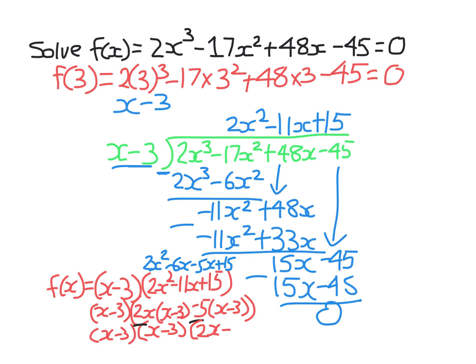So we already knew that x equals 3 was a solution, but polynomial long division allowed us to find the other solution. If 2x minus 5 equals 0, then x is equal to 5 over 2. We have found all the solutions and are done.